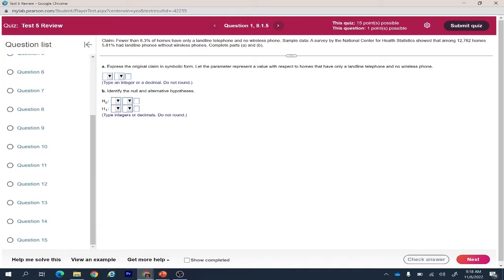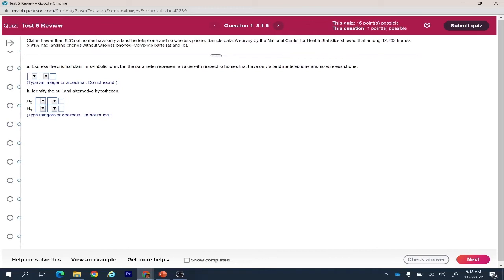Test 5 review. There are 15 questions. I will go over question number 1. Claim: fewer than 8.3% of homes have only a landline telephone and no wireless phone. Sample data: a survey by the National Center for Health Statistics showed that among 12,762 homes, 5.8% had landline phones without wireless phone. So complete parts A and B.